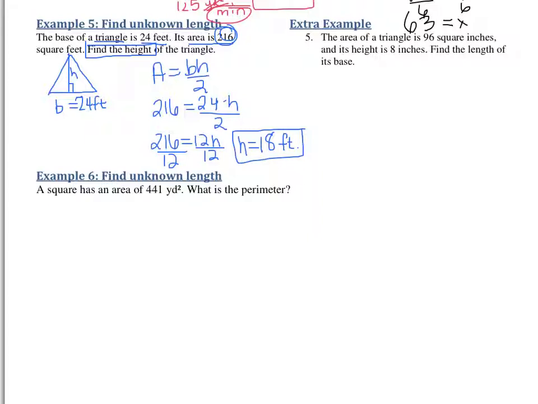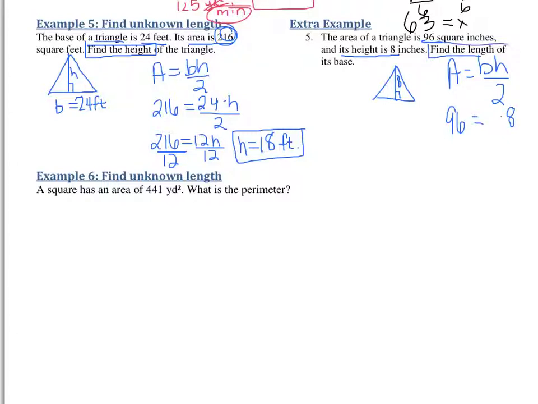Try extra example 5 on your own. All right, this one says the area of a triangle. So I know I've got a triangle, and the area is 96 square inches. So let's draw that triangle. That's where my height's going to be. And the area of a triangle is base times height divided by 2. The area is 96. I'm going to plug 96 in for A. Let's finish reading here. Its height is 8 inches. So I know this right here is 8, and I can put 8 in for the H in there.